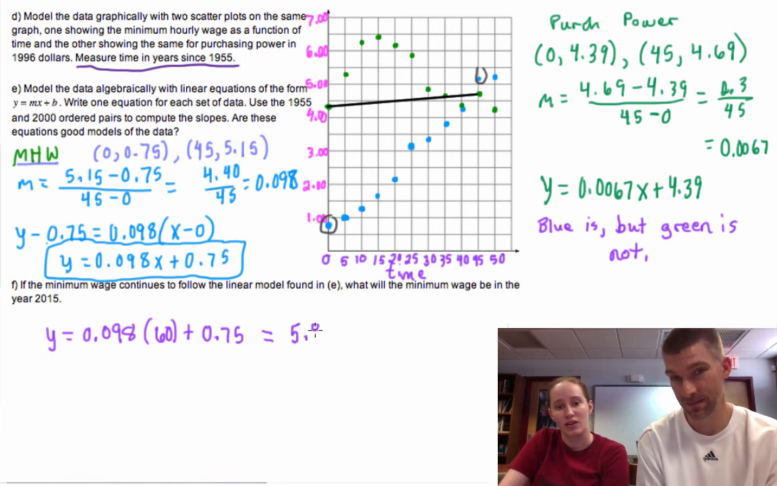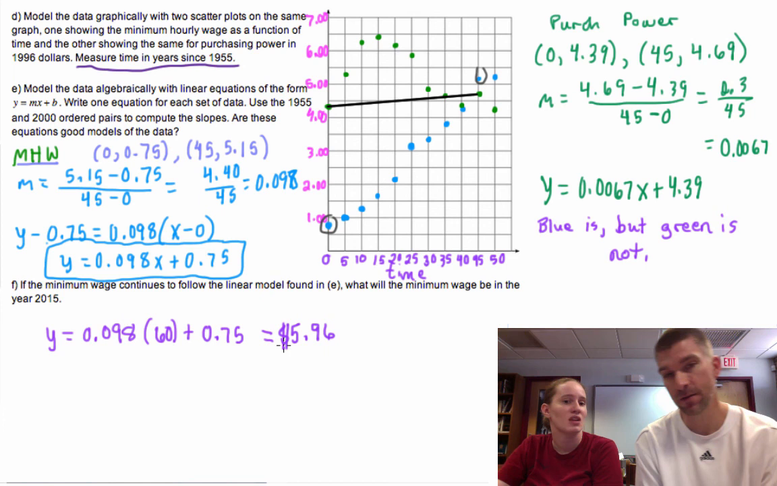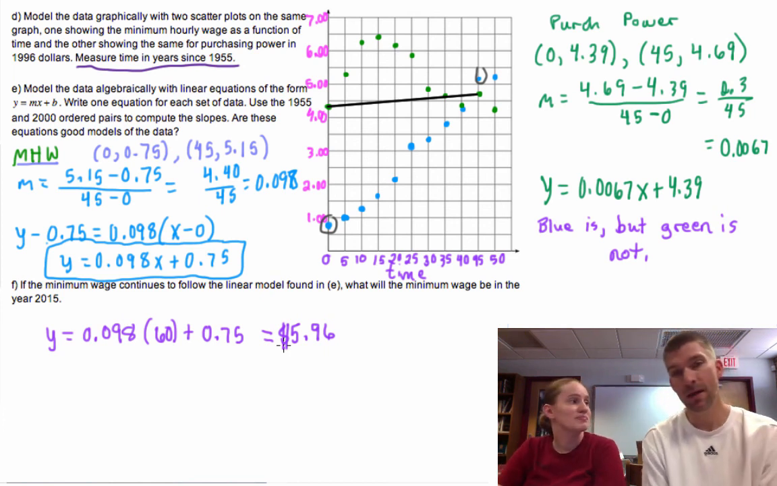$5.96. Which I think minimum wage is actually $7 or something like that. I thought it was, I don't know. I don't either. We don't make minimum wage. We make less than that, so. Well, that's a whole other story. So, let's not get into that.